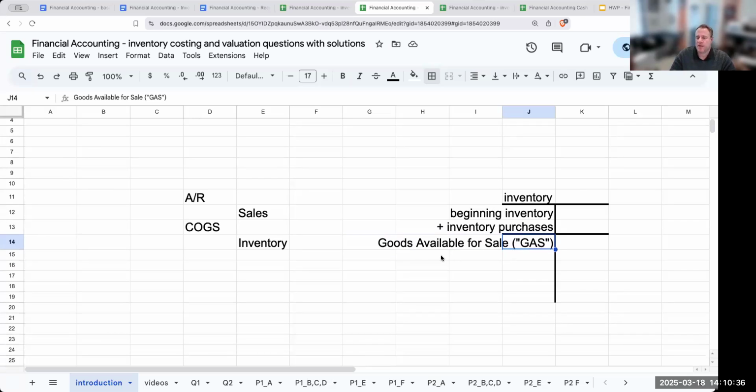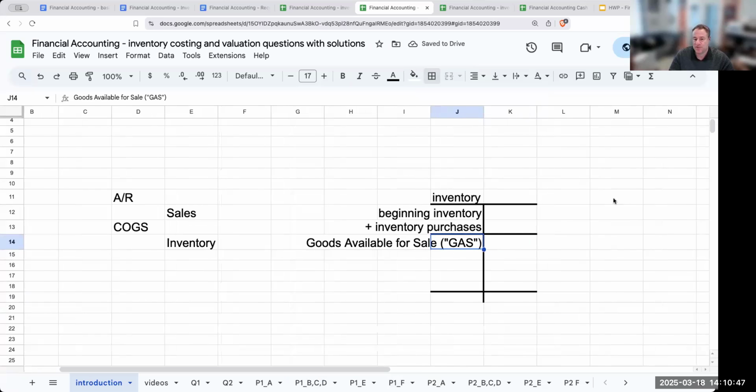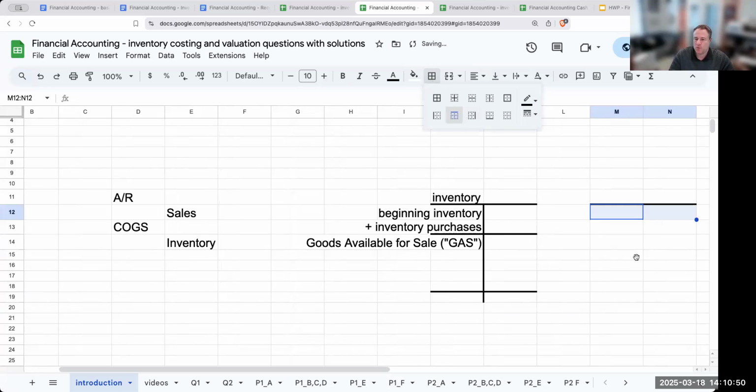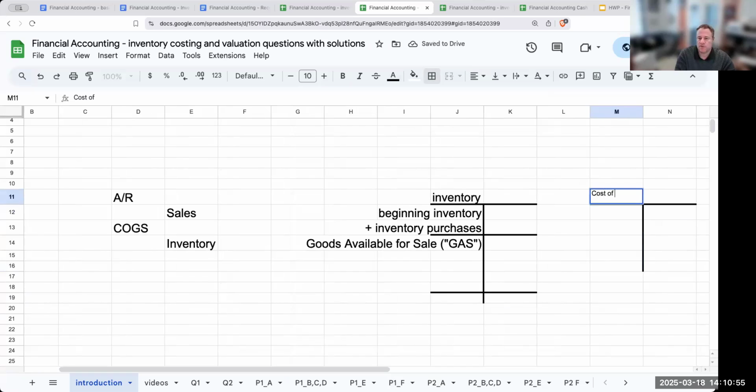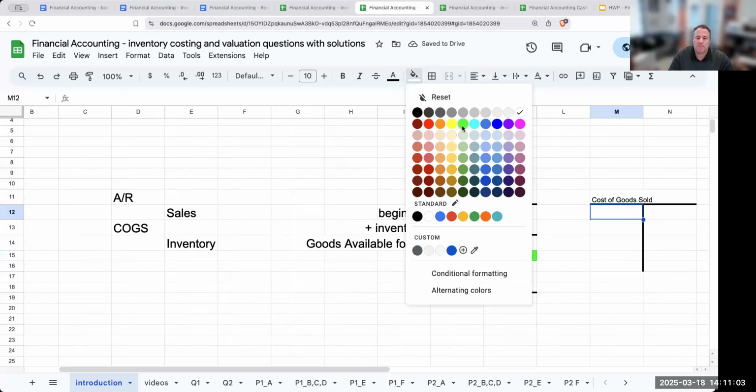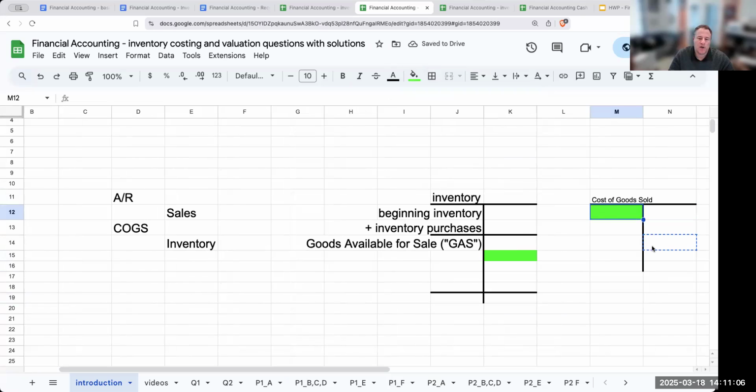So we have this goods available for sale, and what inventory costing deals with is how do we assign our goods available for sale to our cost of goods sold. So over here, cost of goods sold. What I'm trying to figure out is, depending upon the methodology, what is going to be the amount that I'm sending over to my cost of goods sold, or basically the expense I'm assigning for that one particular product.